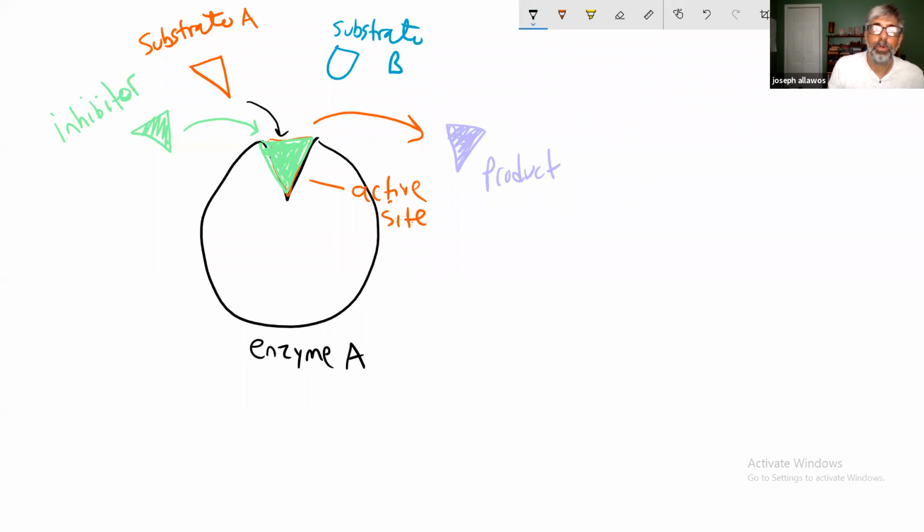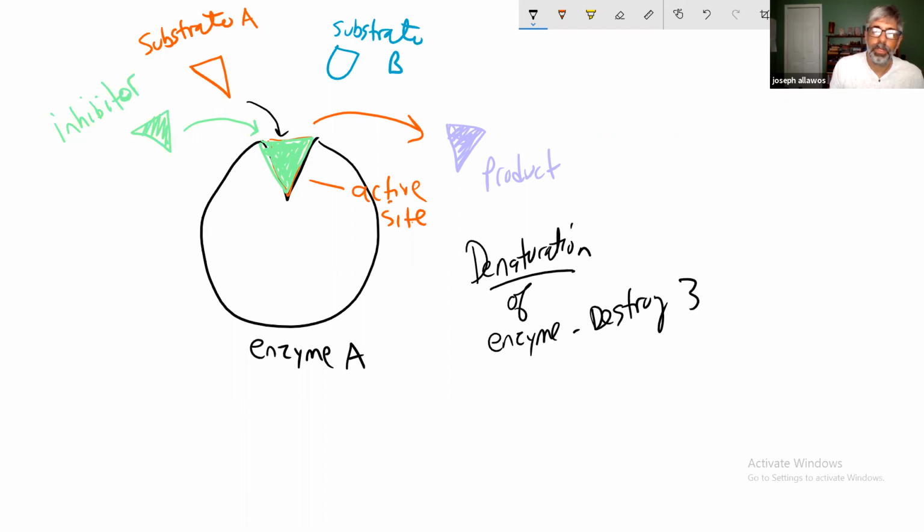Okay? So one of the things that can happen is, which we just talked about, is the denaturation of an enzyme. What that means is the three-dimensional shape is destroyed. And then that destroys the enzyme. When the three-dimensional shape is destroyed, that active site is no longer functional. You've all denatured enzymes before, or denatured proteins at least. Every time you cook an egg, you denature the egg white, and you can see how it visibly changes, right?